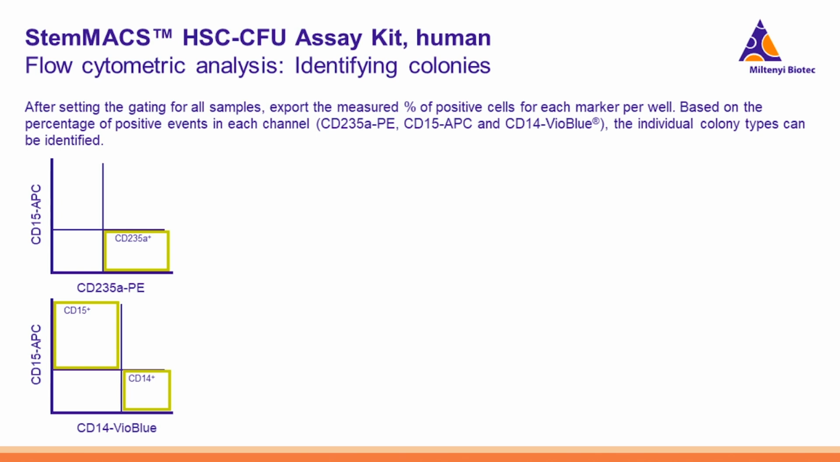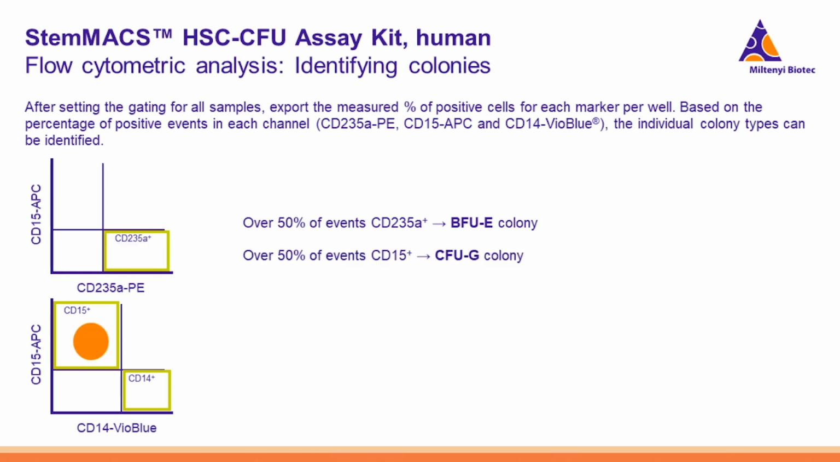So how are the different colony types identified? Here again, you see the two already mentioned plots. The plot on the top shows the CD235A versus CD15, and the one on the bottom, CD14 versus CD15. As mentioned, the most important information on these plots are the percentages of CD14, CD15, and CD235A positive events. If over 50% of positive events are measured for CD235A, it is a BFUE colony.